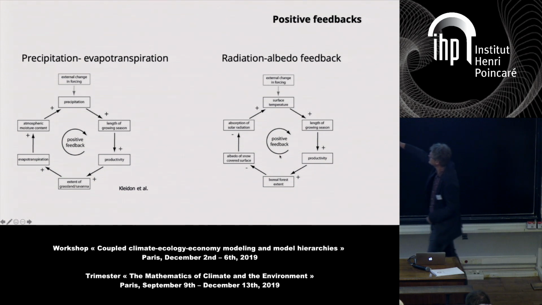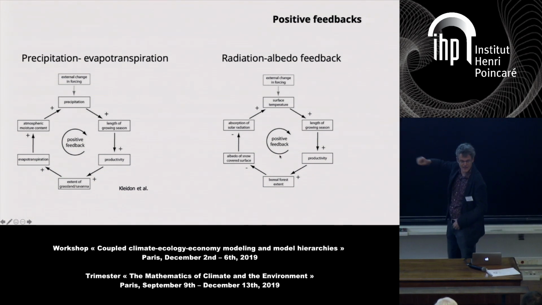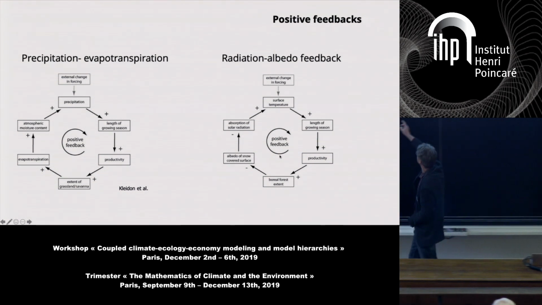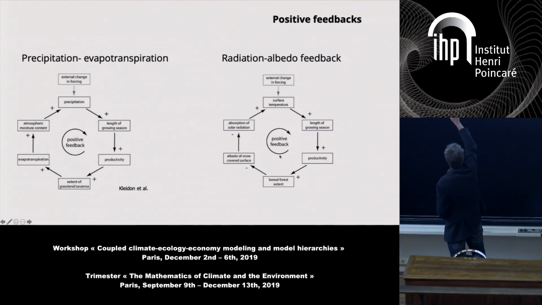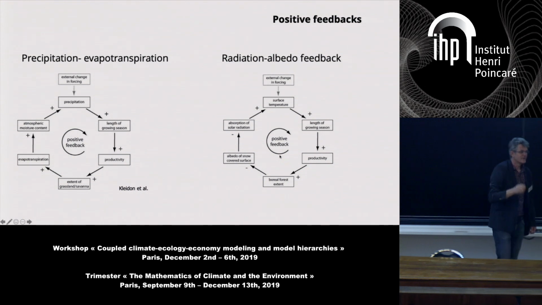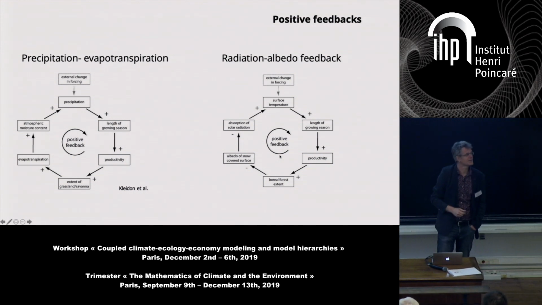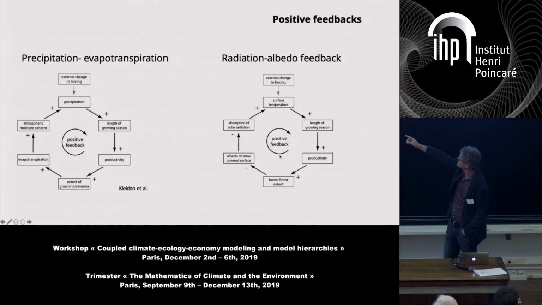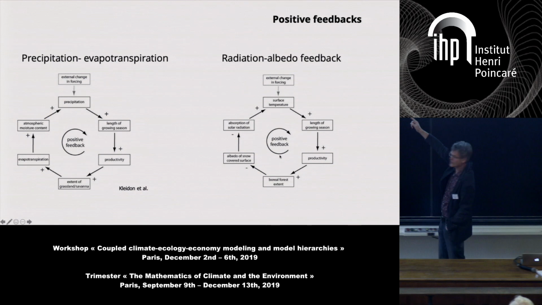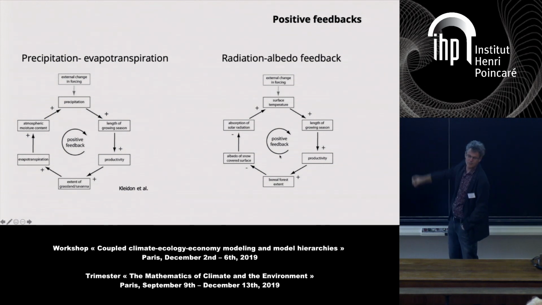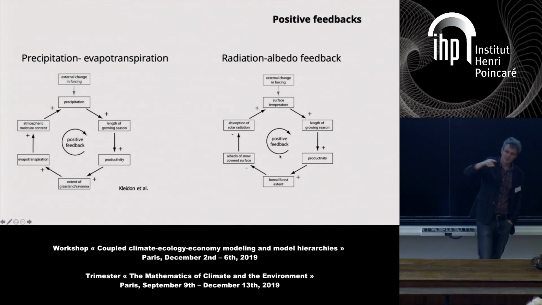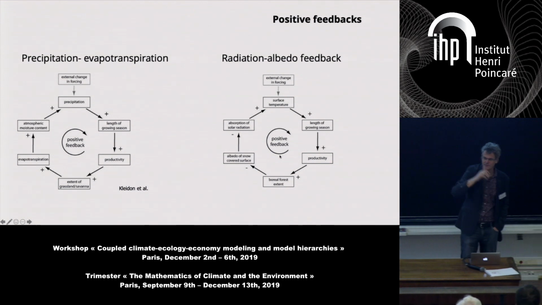If we start here, this is a picture by Axel Kleidon, by the way, from several years ago. If we have a small increase in precipitation, that means the growing season is a little bit longer, productivity is higher, there's an extent of the grassland savanna, more evapotranspiration, more atmospheric moisture content, and more precipitation. So all the pluses form this positive feedback.